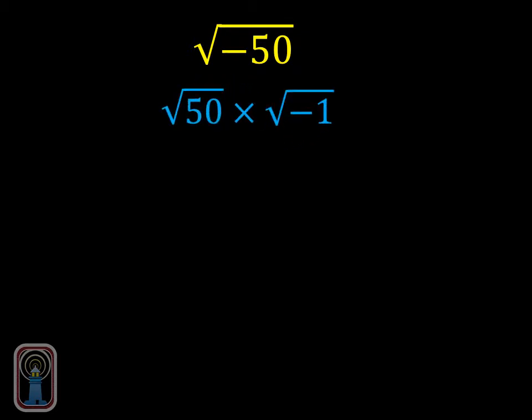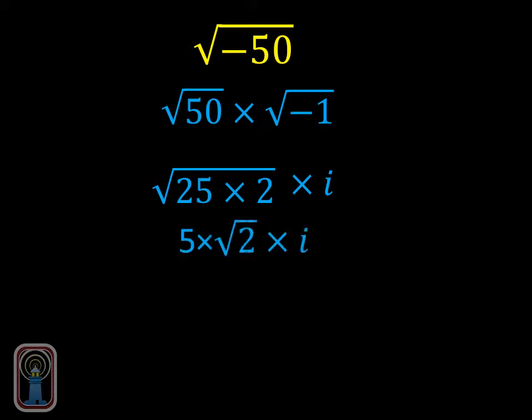Let's look at a second example, the square root of negative 50. First, we have to separate the square root of 50 times the square root of negative 1. Remember that the square root of negative 1 simplifies to i, and the square root of 50 simplifies to the square root of 25 times 2. 25 is a perfect square and can be written as 5 times the square root of 2, and we have times i. The last step is to write it in imaginary form, so we end up with 5i times the square root of 2.